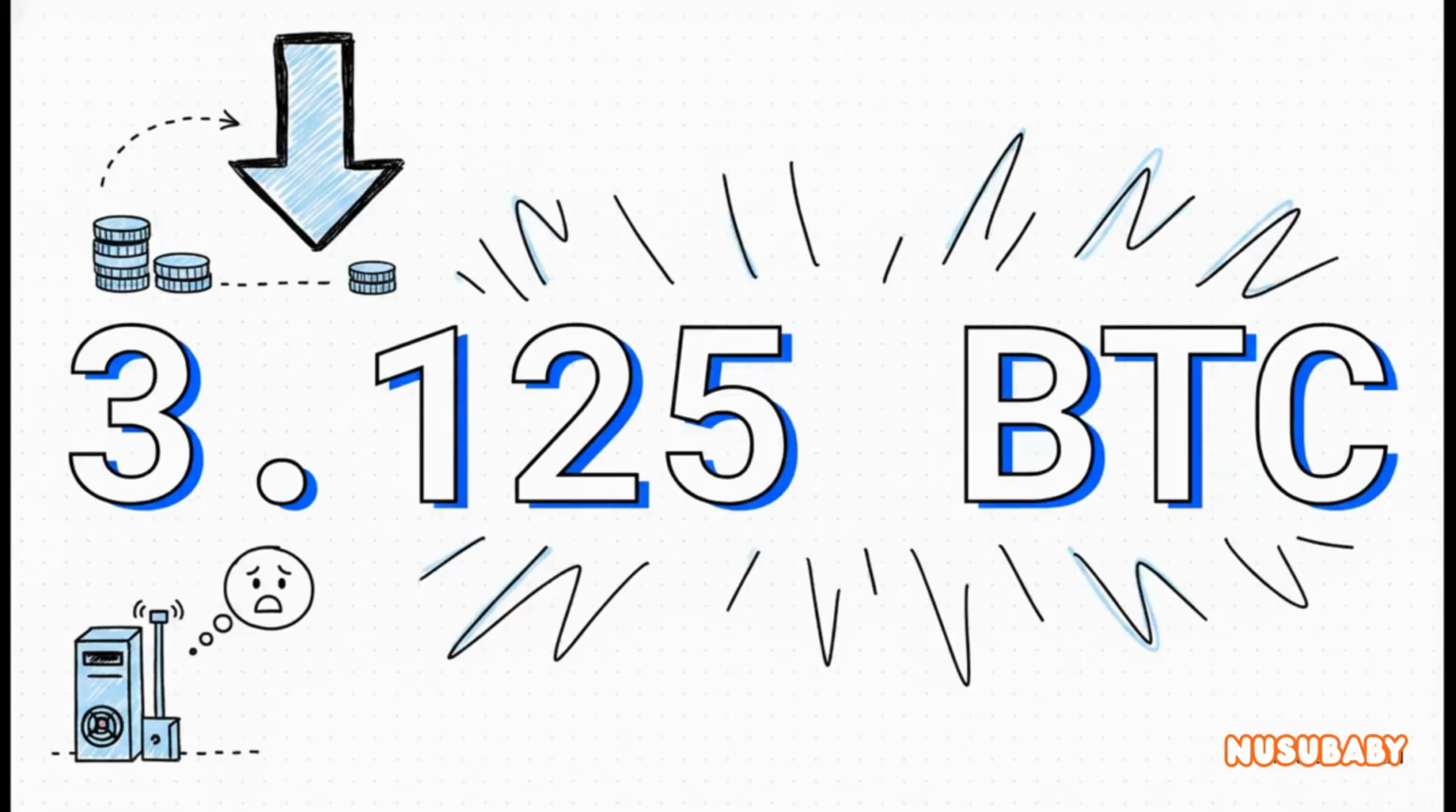3.125 Bitcoin. That is the current block reward as of the April 2024 halving. Let's put that into perspective. Before this event, the network was pumping out roughly 900 new Bitcoins every single day. Then, literally overnight, that daily production dropped instantly to just 450 coins. For a miner, their primary source of revenue is suddenly chopped in half, creating this incredibly intense margin compression.